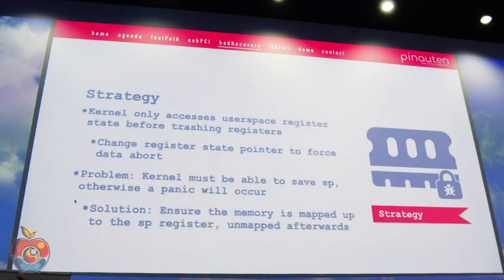Now, the strategy here is the kernel only accesses the user space register state before our registers are trashed. And the reason is the kernel obviously has to save those registers somewhere. What we can do is just change the register state pointer in order to force a data abort.